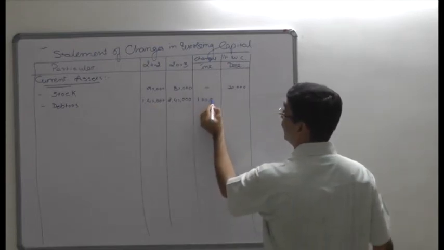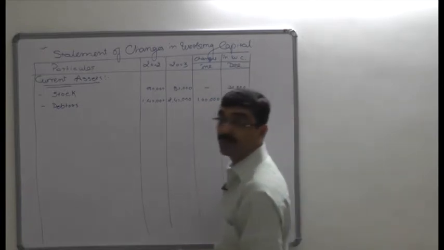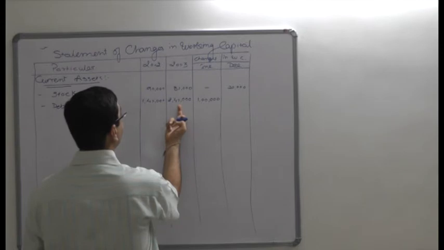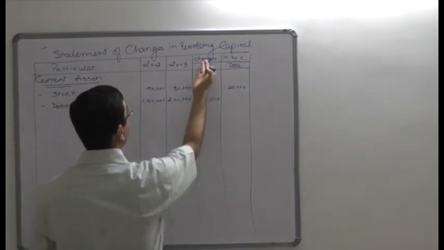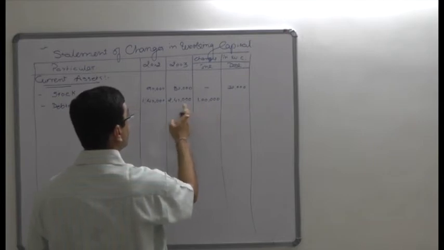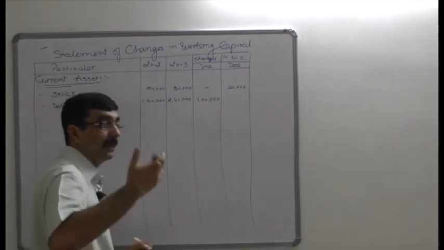We need to identify the difference between the two values. The difference between the two values is 1 lakh rupees, and the current year current assets is higher than the last year. That's why it is recorded under the increase column. So it's recorded in this column because the difference shows an increase.